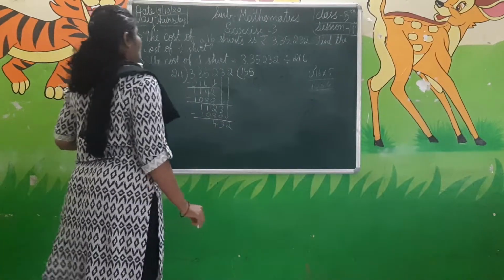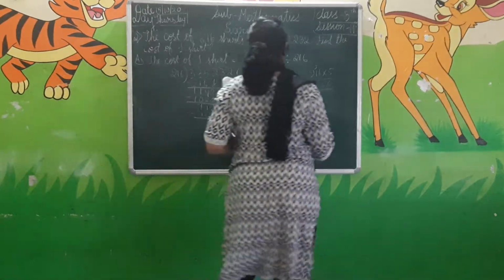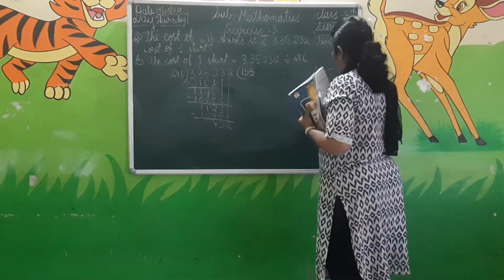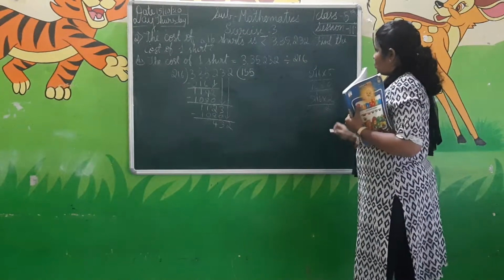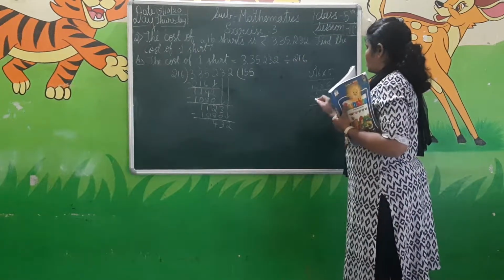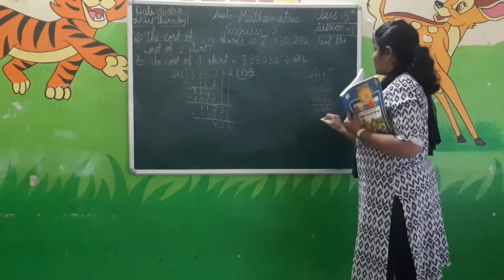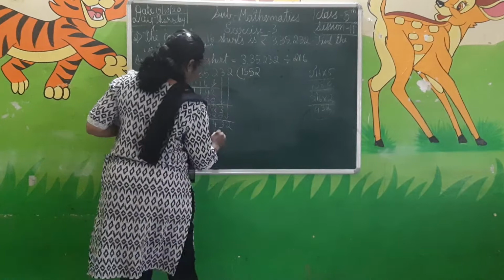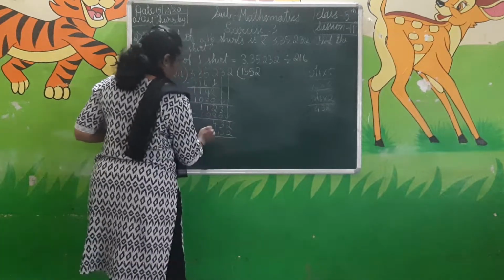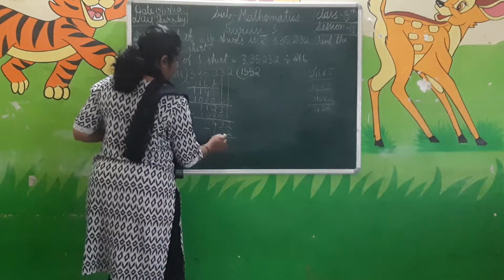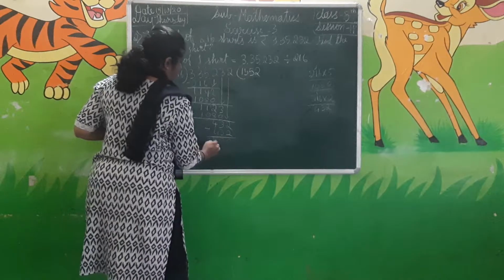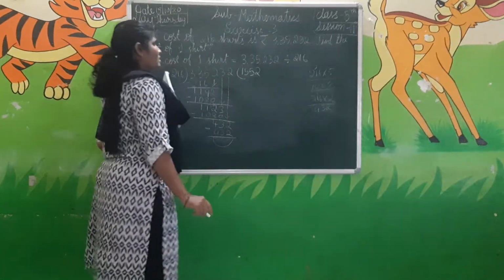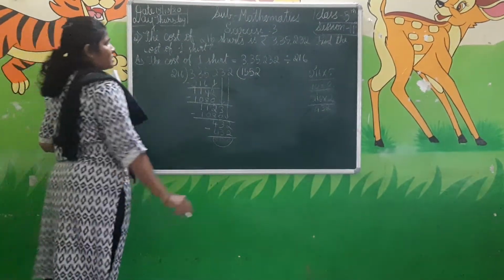Okay, 432. Let me see if we multiply with 2. 216 into 2: 2 6's are 12, 2 1's are 2, plus 1 is 3, 2 2's are 4. Okay, exact answer we got here. 216 into 2 is equal to 432. Subtract this one. 2 minus 2 is 0, 3 minus 3 is 0, 4 minus 4 is also 0. What's the remainder we got here? 0. Okay, this is the quotient, 1552.